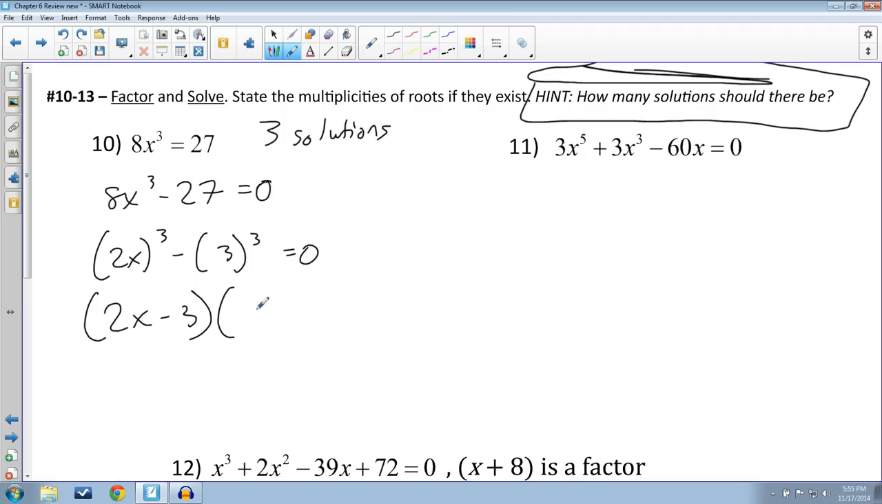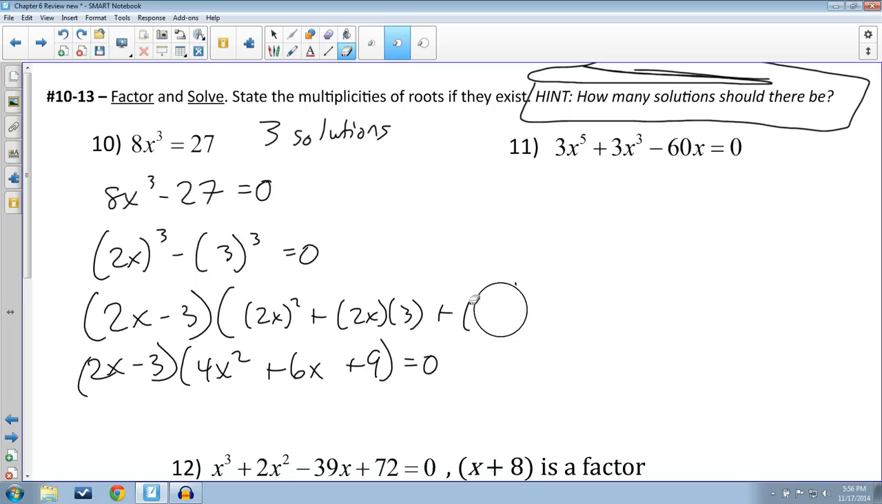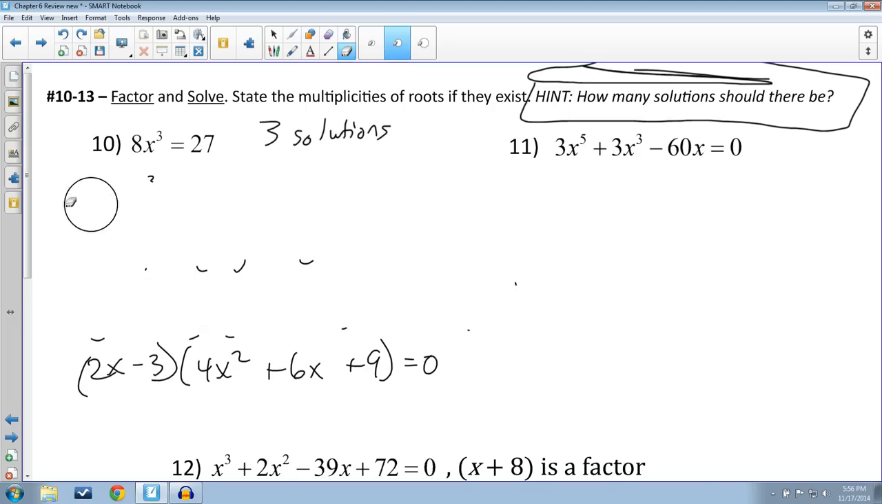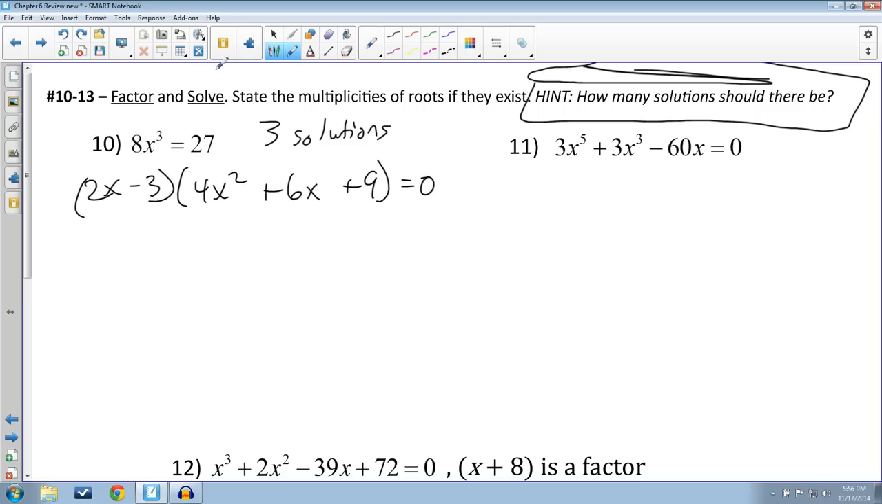Factor time. 2x minus 3 times, I'm going to write this out so you for sure know what to do here: 2x squared plus 2x times 3 plus 3 squared equals 0. So this is 2x minus 3 times, here we go, 2x quantity squared is 4x squared plus 6x plus 9 equals 0. Okay, now that I've exhausted all that, I'm going to put this up on top. Now that I have that, we'll go ahead and finish this off here. Finish it like a chocolate cake.